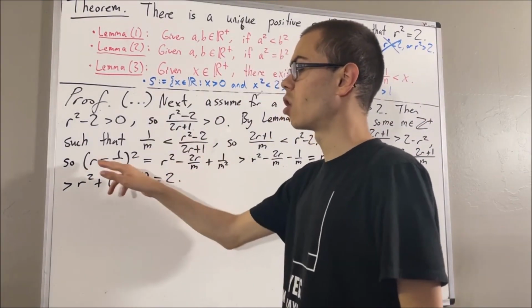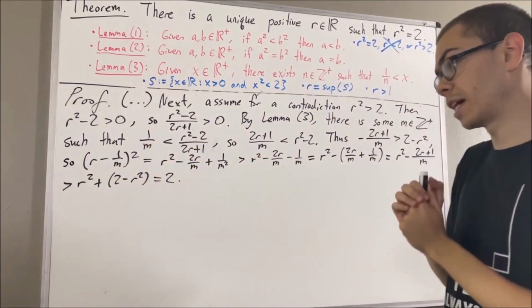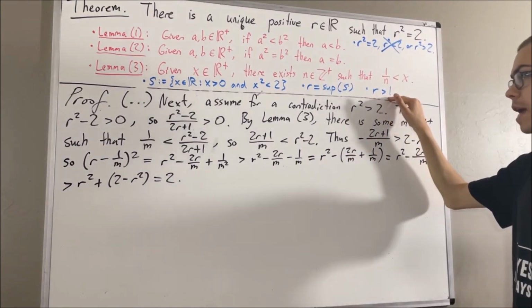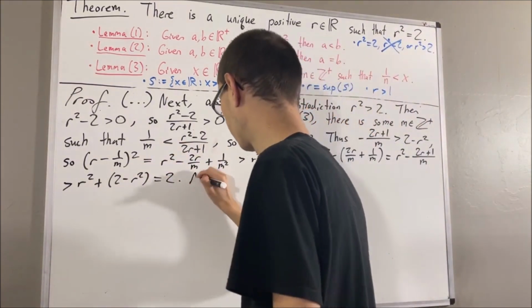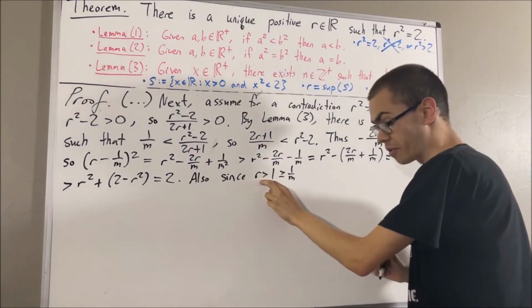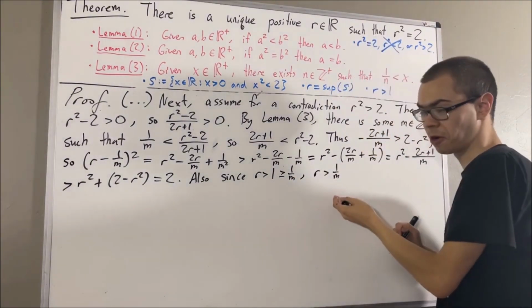It turns out that r minus 1 over m is also positive. To see how? Well, since r is greater than 1, and 1 is greater than or equal to 1 over m, this tells us that r must be greater than 1 over m. So r minus 1 over m is greater than 0.